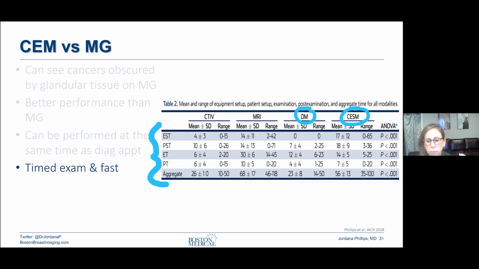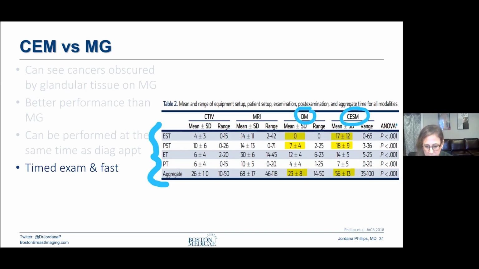And we looked at different elements of the exam. We looked at EST, which is getting the equipment set up, PST, which is getting the patient set up, ET is exam time, and PT is the post-exam time. And what you see when you look at all these times taken together is that the contrast mammogram was roughly 30 minutes longer than a diagnostic exam. But when we broke that down, we actually found that the reason for the increase in length is because of that equipment setup time and patient setup time. And that the actual time for the exam, because it's a timed exam, was actually exceptionally similar.